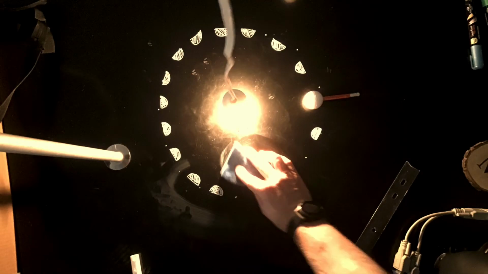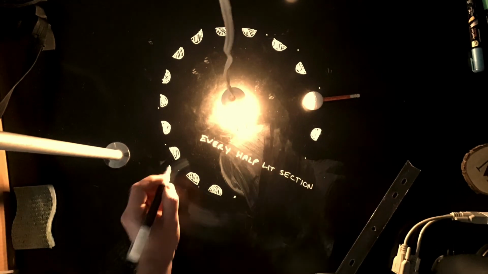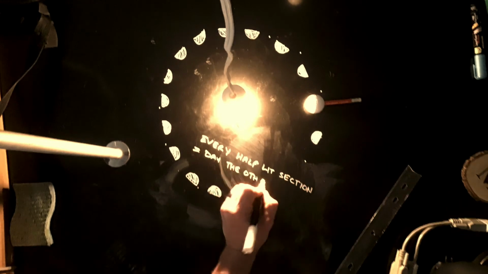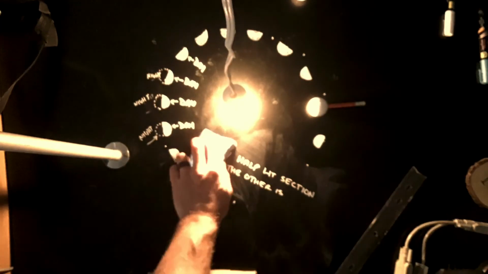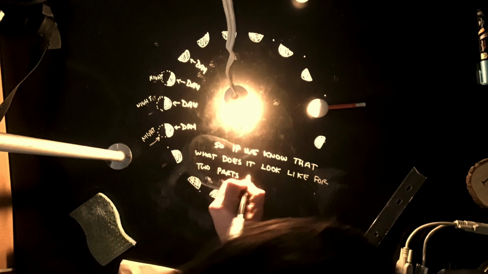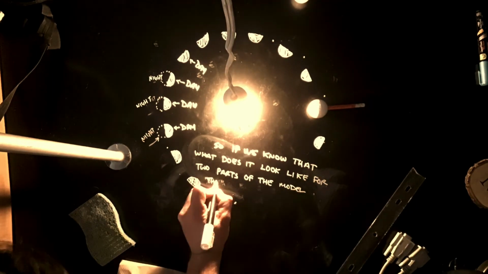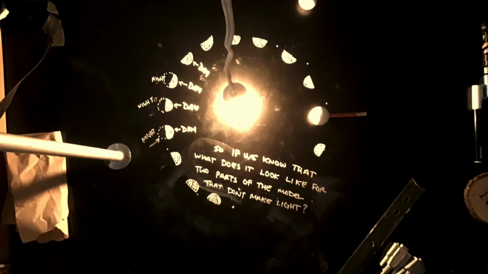The half that's always illuminated is the daytime. The dark side is nighttime. It doesn't matter where we are in terms of the sun. Whatever side of the earth is facing towards the sun is daytime, and whatever side is not facing the sun is nighttime.